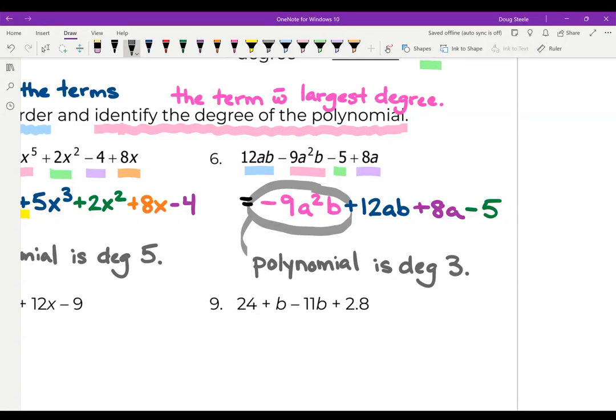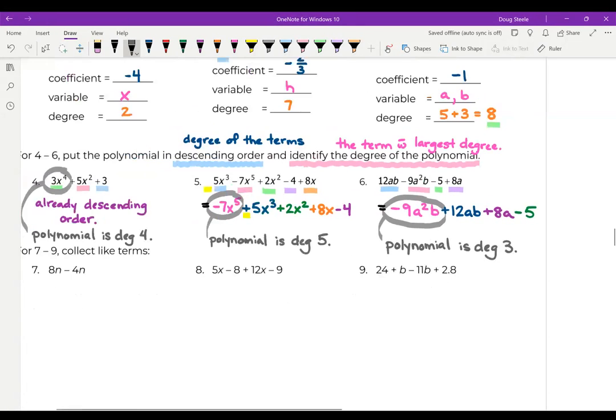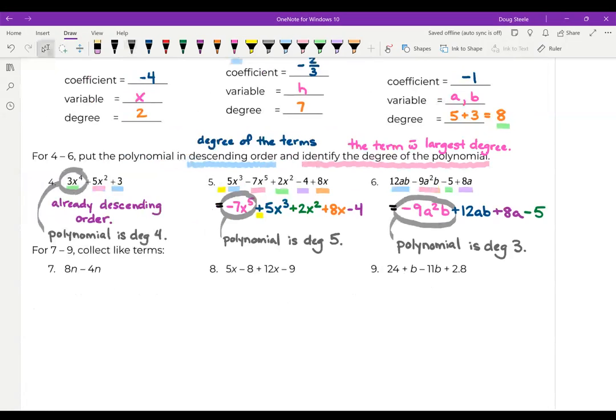Okay. So this idea of writing our polynomials in descending order is something that you're going to use moving forward. I'd recommend that if you ever get a polynomial that's not in descending order, you rewrite it that way. It's going to help you with many skills and concepts that we learn this year, next year, and the years to come.